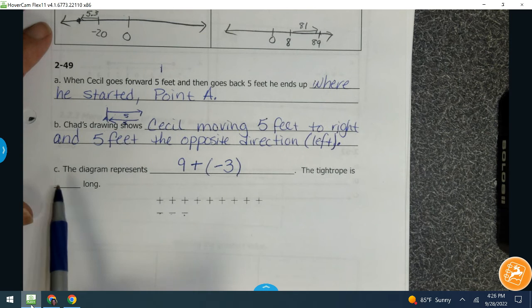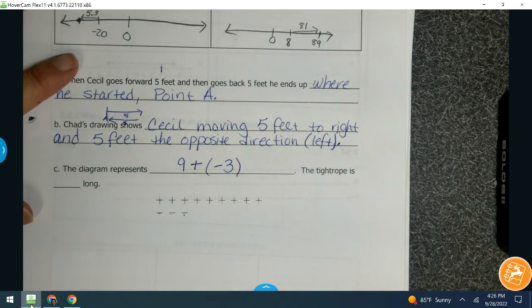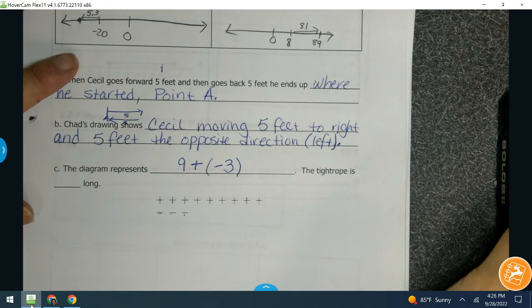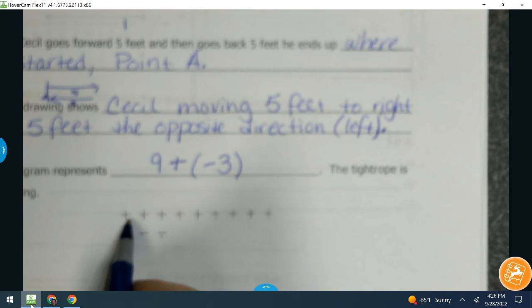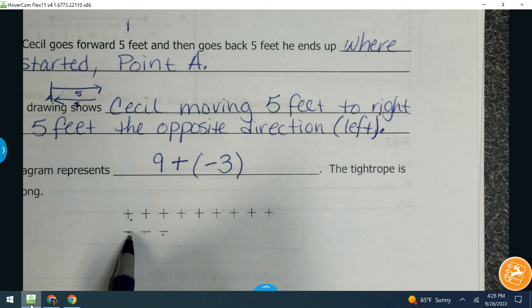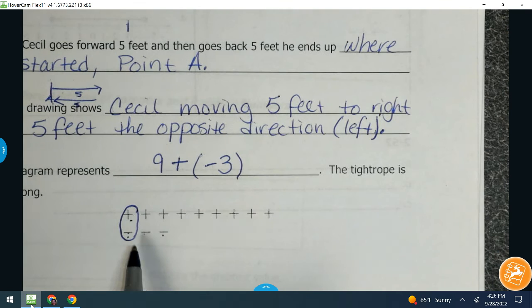Some students already know how long this is, but I'm going to use these symbols to help me, because it's going to help us with the next lesson. I have a positive 1 and its opposite right here. I have $1, I owe $1. So in reality, I have $0. This is called a zero pair.